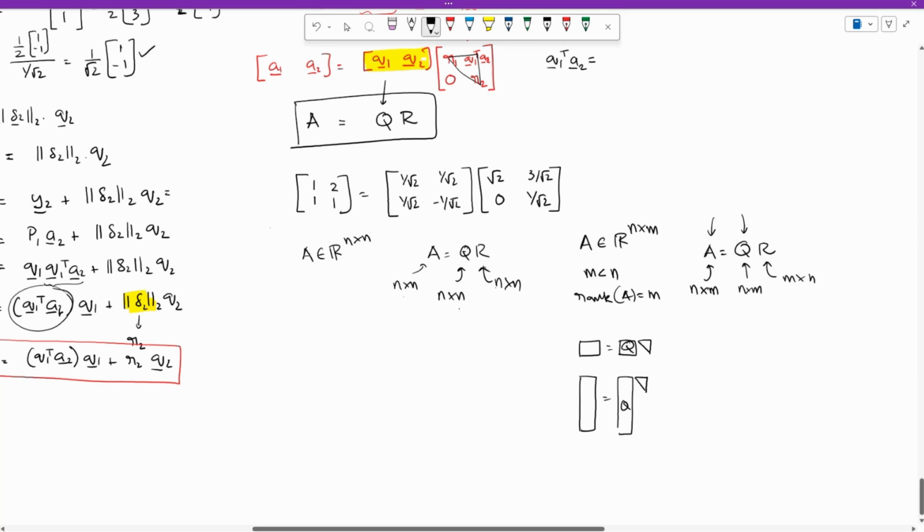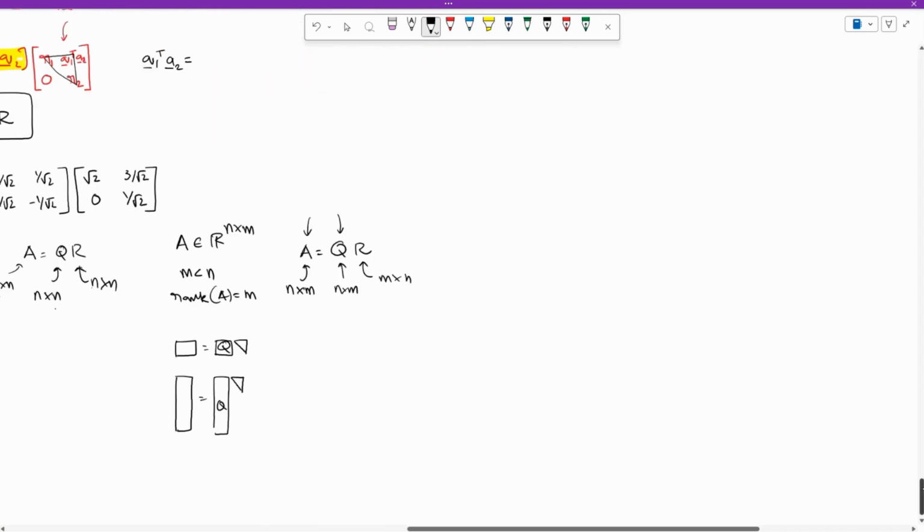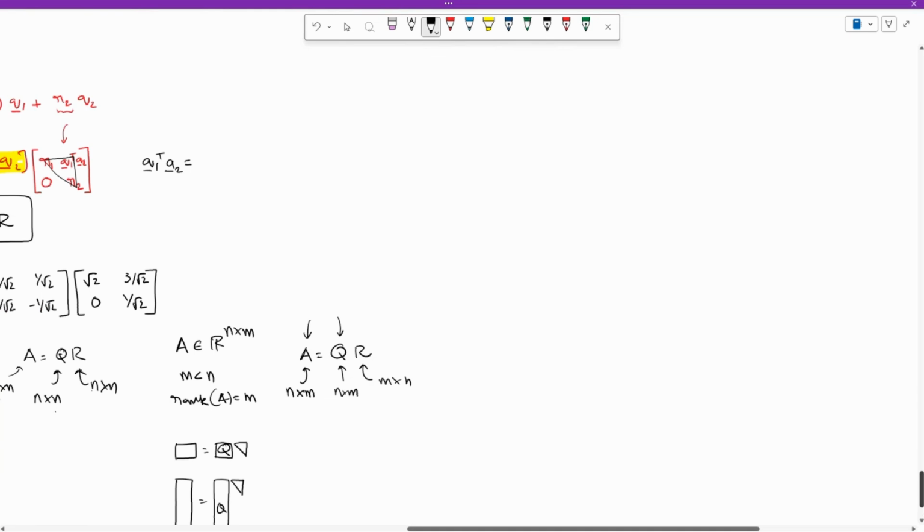This is when you have full column rank. Okay? Let's say you decided that you're going to be a little bit more lenient with your Gram-Schmidt procedure and say, okay, if I start with a linearly dependent set of vectors, one of the denominators can go to 0. Let's actually do an example. Otherwise, it will probably still remain very abstract.